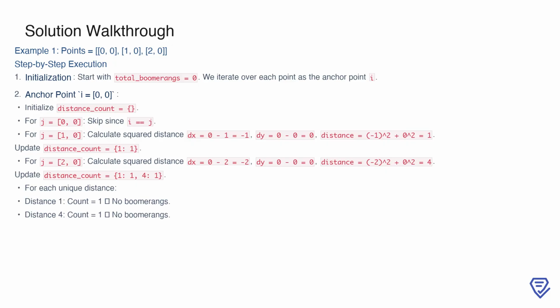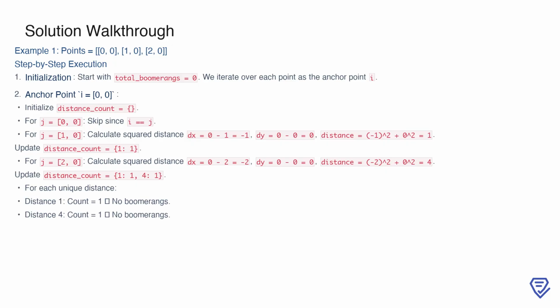Starting with i equals (0, 0), we initialize a dictionary distance_count to keep track of the frequency of squared distances from i to other points. For j equals (0, 0), we skip the calculation since i is the same as j. For j equals (1, 0), we calculate the squared distance as (-1)² + 0² equals 1 and update distance_count to {1: 1}. For j equals (2, 0), the squared distance is calculated as (-2)² + 0² equals 4, and we update distance_count to {1: 1, 4: 1}.